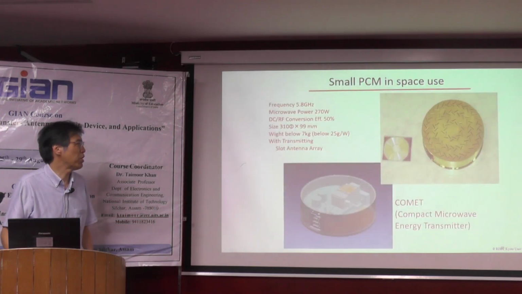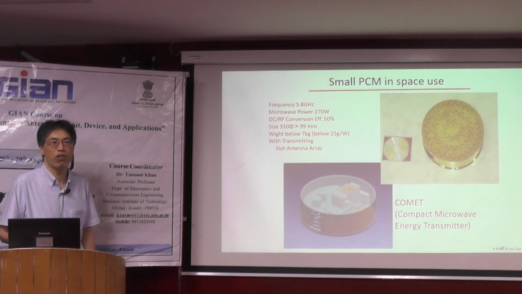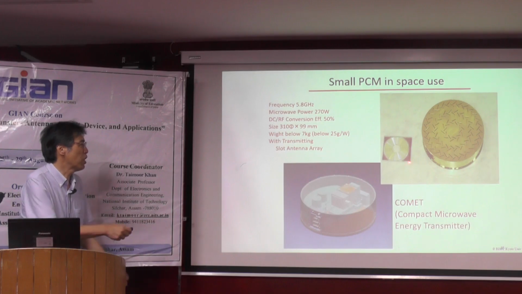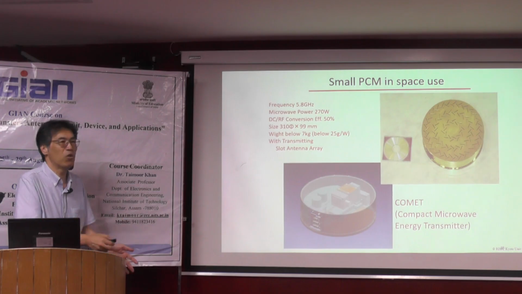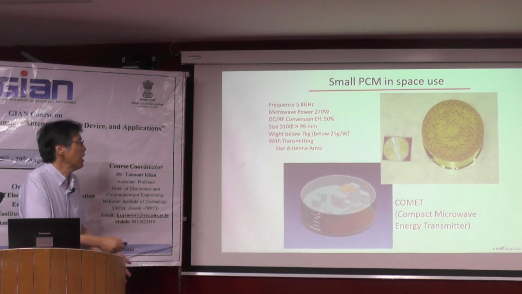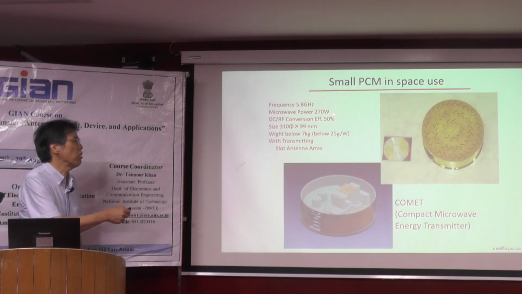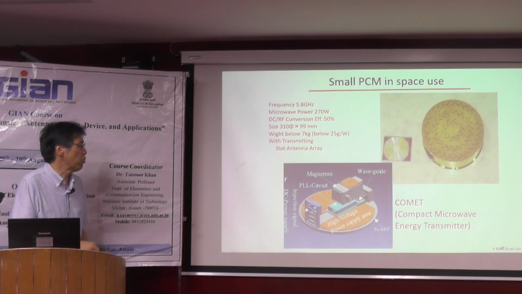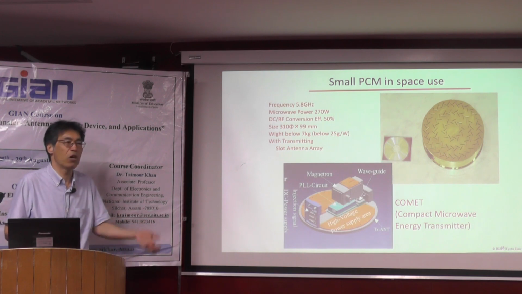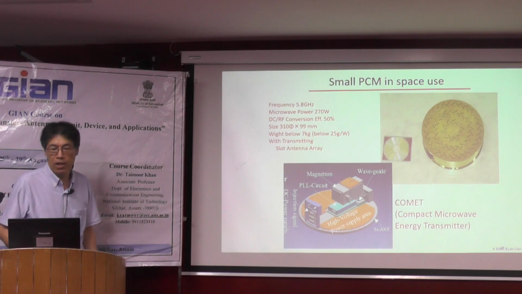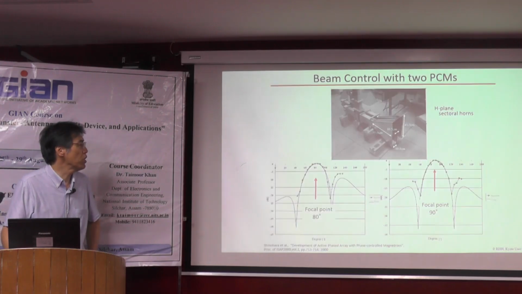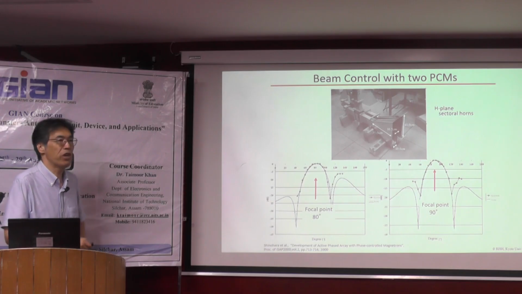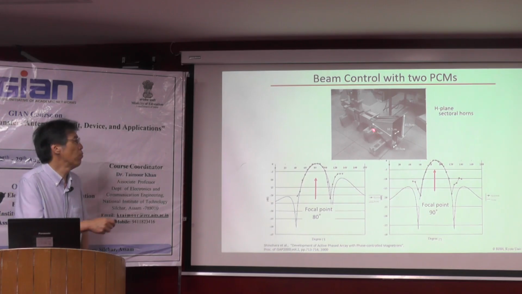So with the help of a Japanese company, we developed a very small type of phase control magnetron. Inside this box, please compare the size with this CD. This is very small, and from this small size, we can create 270 watts at 5.8 gigahertz. And inside this box, we install all the control circuits, the magnetron, the power source, etc.